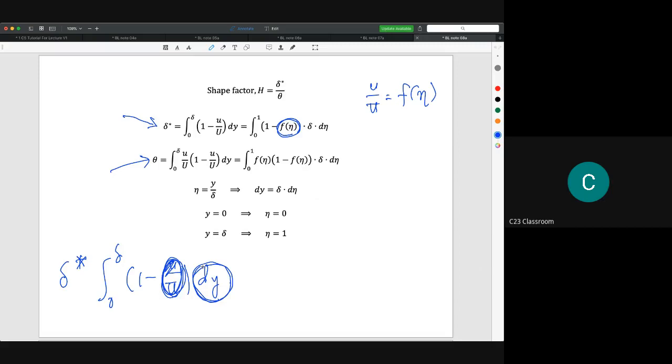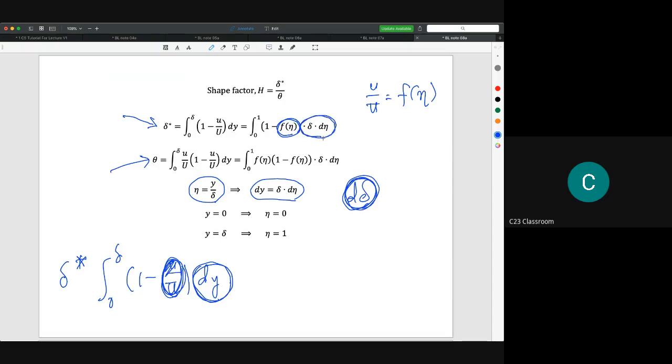From here, we could say that eta is equal to y over delta, and then we could write dy equal to delta d eta. Delta here cannot be d delta, because delta is a fixed amount at a specific point. So dy is equal to delta d eta. We replace dy with delta d eta.